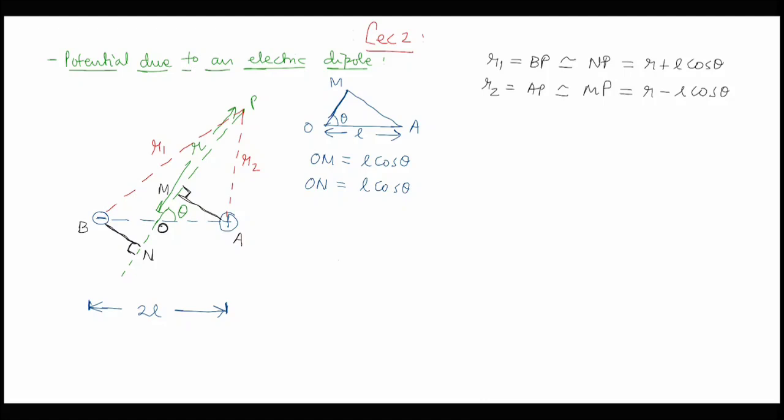Hence we say that the potential at a point P, potential being a scalar quantity, will be given by the potential due to positive charge A and potential due to the negative charge B. Since the potential due to negative charge will be negative, we will subtract the two values of potential, and we can write this equation in this way: the value of potential at a point P can be written as, due to the positive charge it will be KQ, and the distance is R2, that is R minus L cos theta, and due to the negative charge it is KQ, and the distance is R plus L cos theta.